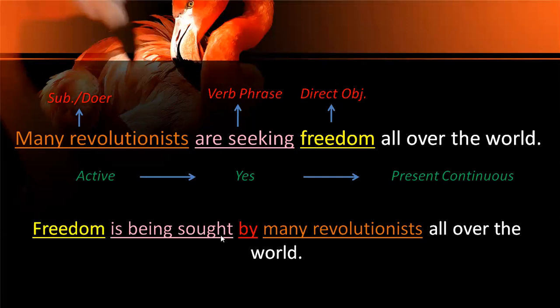Is being sought. We have this form giving us the passive form. Is, because it is present and freedom is singular. Now, why being? Because it is continuous, if you remember. And the main verb should be in form 3, and that is sought. Perfect. Now let's move to the next sentence.